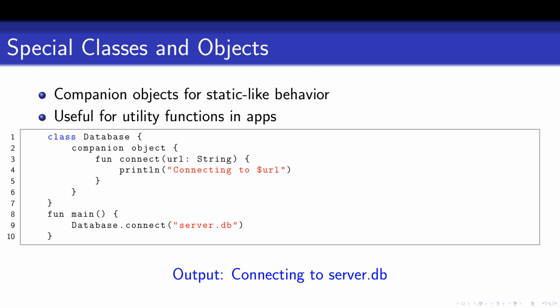Companion objects in Kotlin provide static-like functionality, ideal for utility functions in apps. The example shows a database class with a companion object method to connect to a database, printing a connection message, useful for managing app resources like data storage.